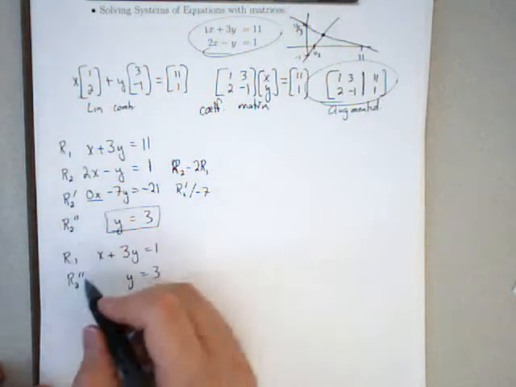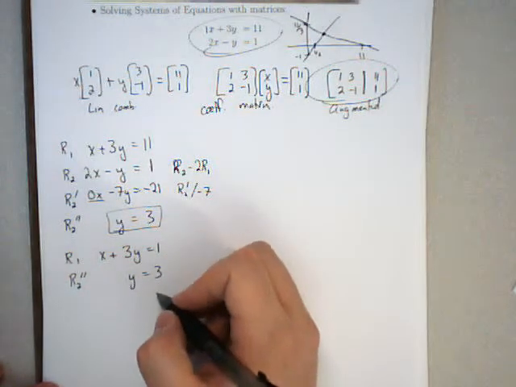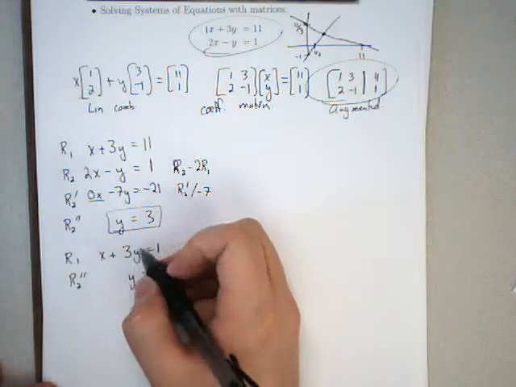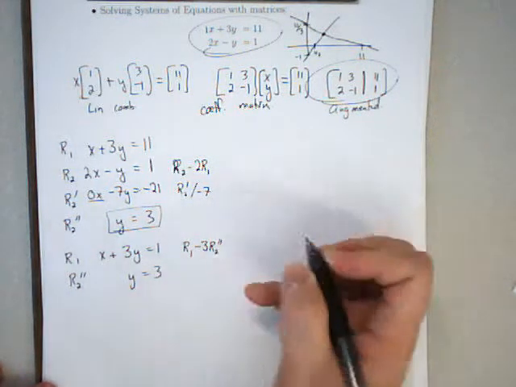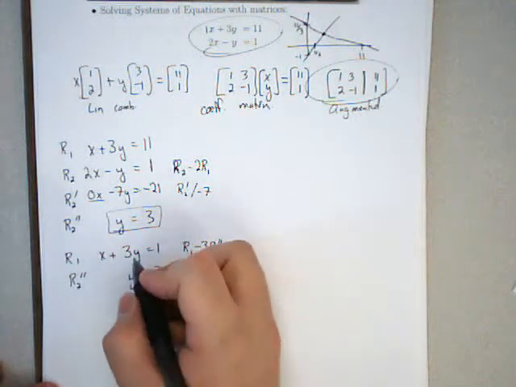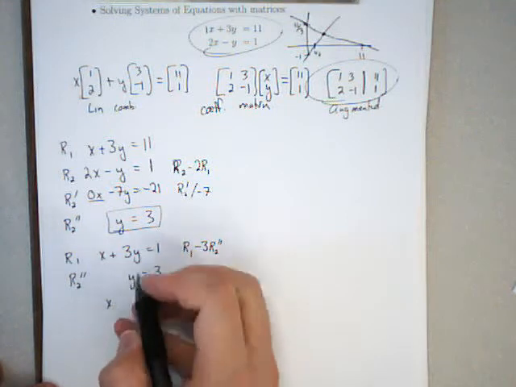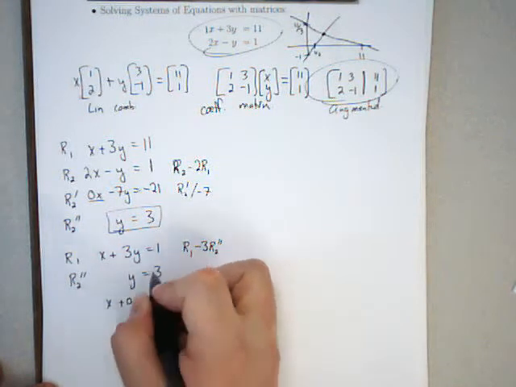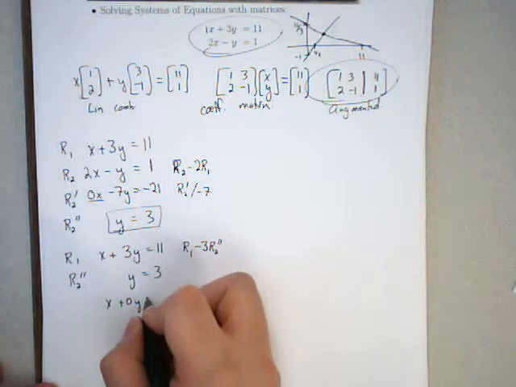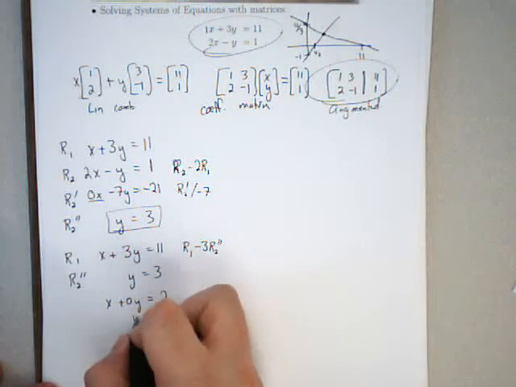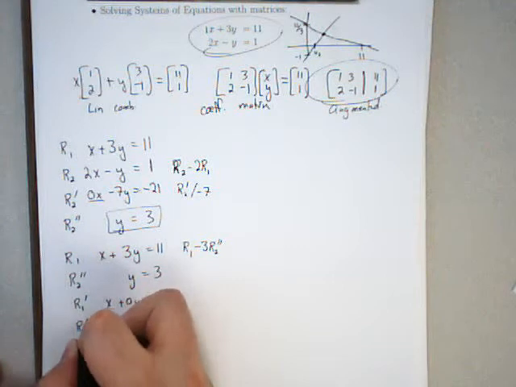I take this system now, and I'm going to try to modify row 1. I'm going to use the y here to eliminate the y from the other equation. So we'll take our row 1, and I'm going to subtract 3 times row 2 double prime. I've got x, and 3y minus 3y is 0y, and then, oh, I had an 11, I better remember it. 11 minus 3 times 3, 9, that's 2. I'm going to rewrite that. This is now row 1 prime, and this is row 2 double prime.